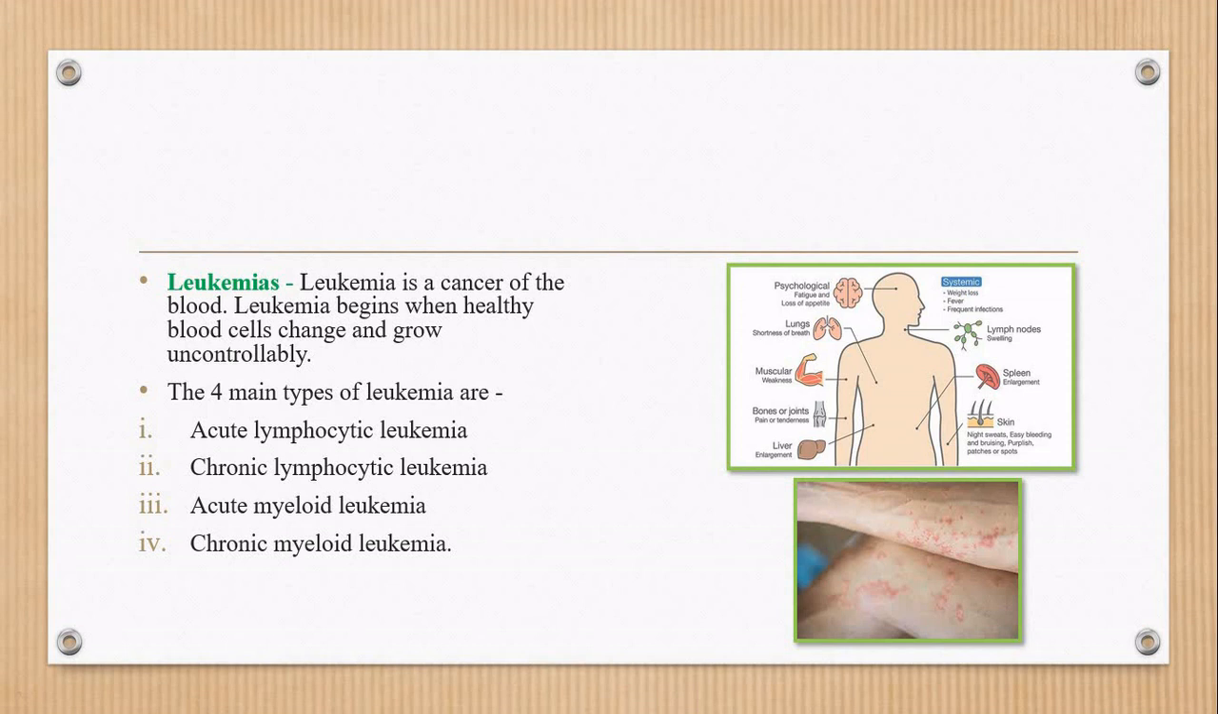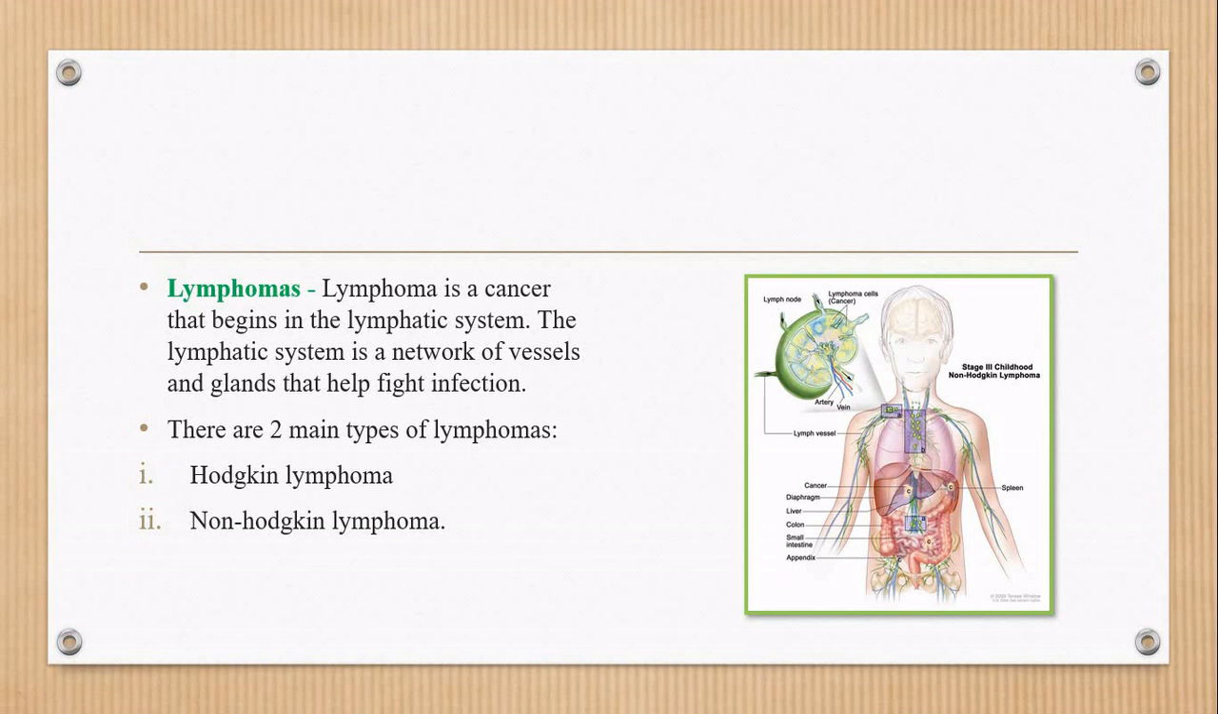Leukemias. Leukemia is a cancer of the blood. Leukemia begins when healthy blood cells change and grow uncontrollably. The four main types of leukemia are acute lymphocytic leukemia, chronic lymphocytic leukemia, acute myeloid leukemia, and chronic myeloid leukemia. Lymphomas. Lymphoma is a cancer that begins in the lymphatic system. The lymphatic system is a network of vessels and glands that help fight infection. There are two main types of lymphomas: Hodgkin lymphoma and non-Hodgkin lymphoma.